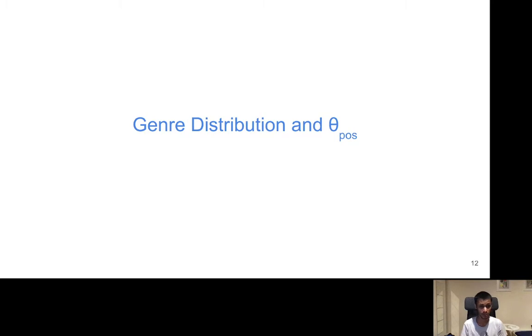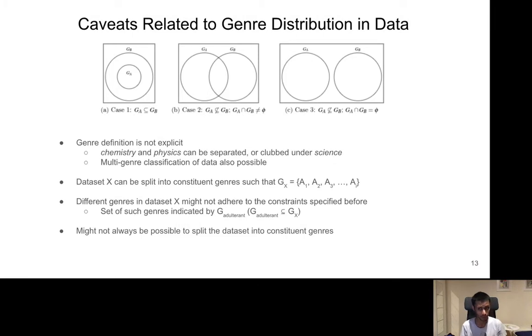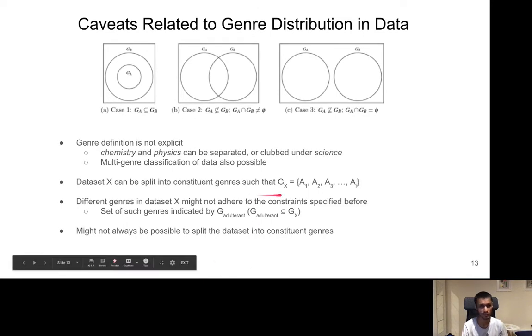When it comes to genre distribution and the variability of theta POS, there are some caveats related to it. For example, in the figure we see that GA represents the dataset X can be split into constituent genres, such that GX is a collection of genres in the treebank. Over here we notice that this can play out in either of three ways. One, where GA is a subset of GB. Case 2, where it's not a subset but they are intersecting. And the third one, where they are both non-intersecting and disjoint sets.